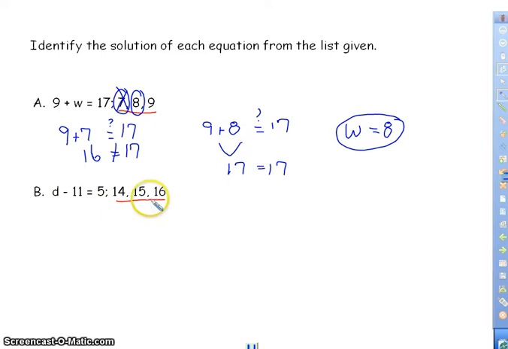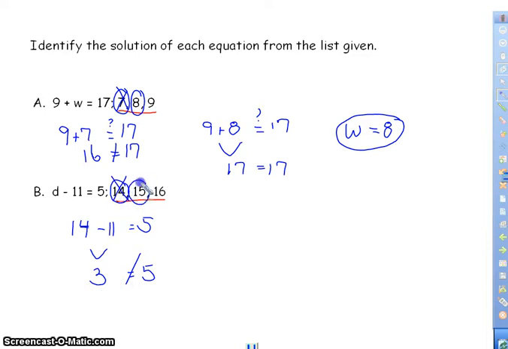Same thing for part B. I'm just going to start picking numbers. So I'm going to start with 14. I can do 14 minus 11, and I want to know if that equals 5. Well, 14 minus 11 is 3. 3 does not equal 5, so that is not a solution. 14 will not work for us.